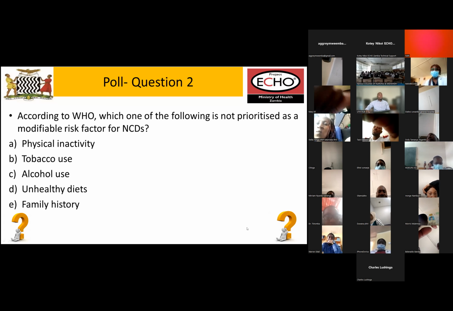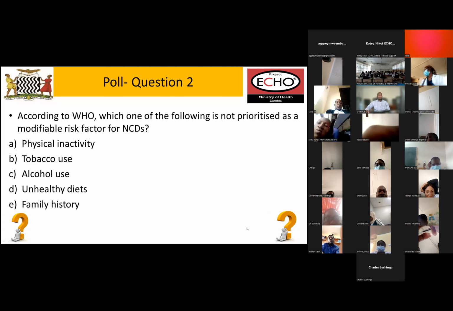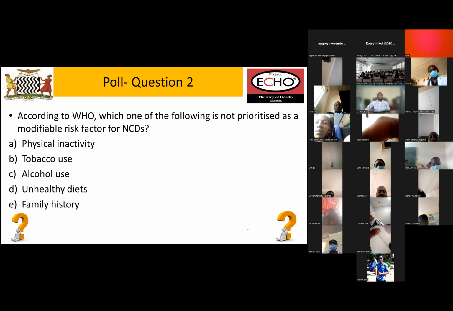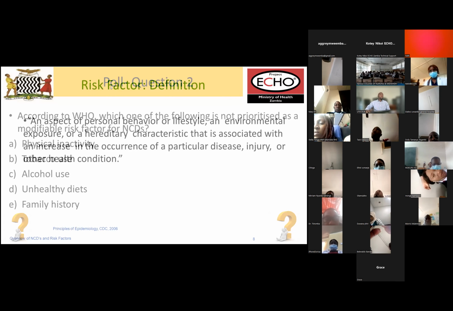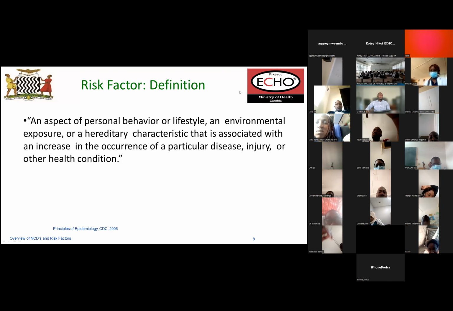So from the results, we can see that the majority think that family history is not prioritized as a modifiable risk factor for NCDs. A good number also think physical inactivity is an answer, with a small number thinking unhealthy diets, alcohol use, or tobacco use. So we'll continue hearing from Dr. Mwemba and we'll get the answers. Dr. Mwemba, you can continue with the presentation.